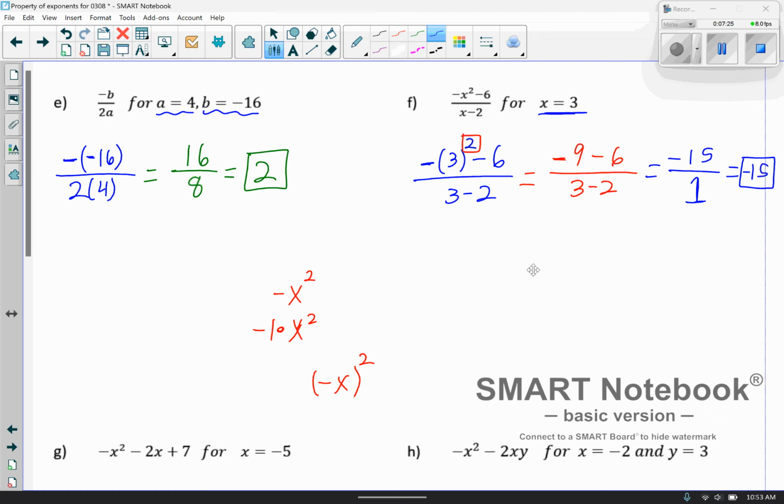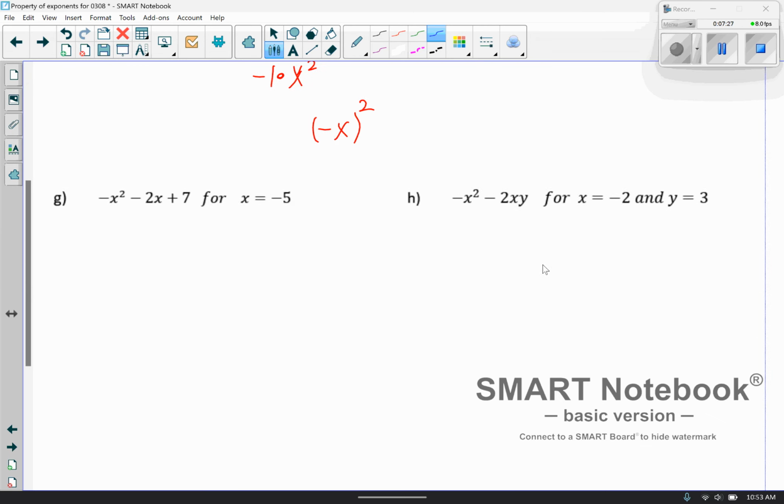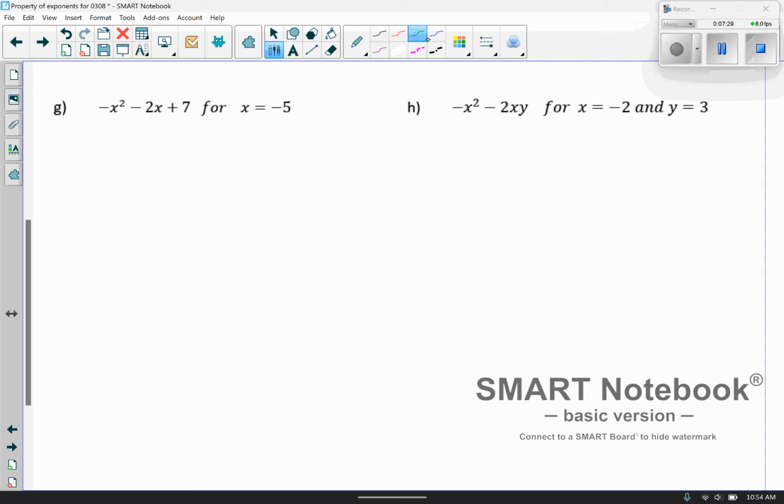All right, a few more for us to look at. So on G, once again, we have that deal where that negative's out in front. So it's really negative 1 times x squared. So you want to square it and then multiply by the negative. So what we're going to have here is negative parentheses. Now what I'm plugging in is negative. So negative 5 squared, then minus 2 times negative 5 plus 7.